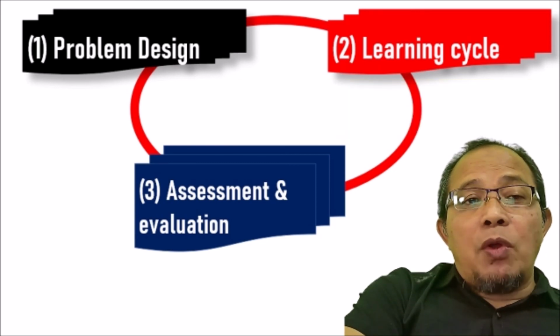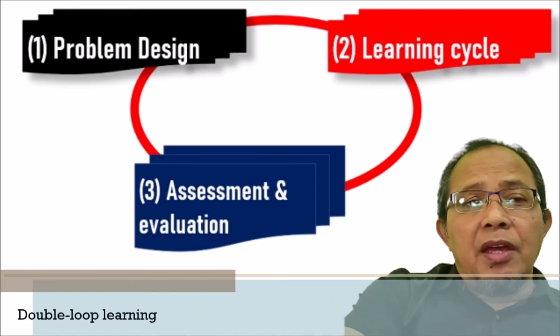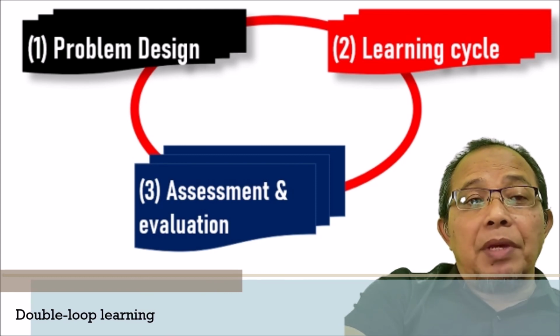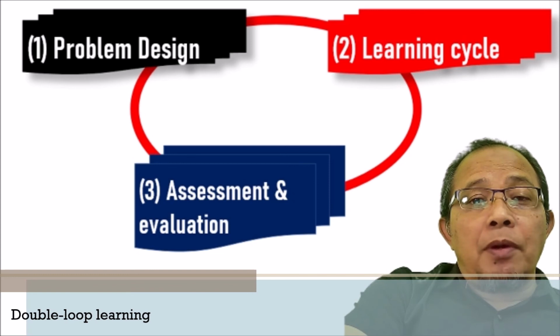The assessment and evaluation process serves the overall evaluation of the PBL framework from the experimentation and piloting process up to the full-scale implementation of PBL. This enables the PBL cycle to maintain its double-loop learning. The learning design could be improved continuously through this cycle from time to time.